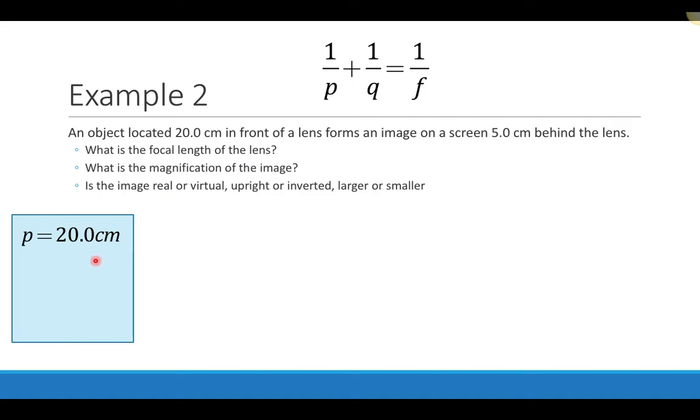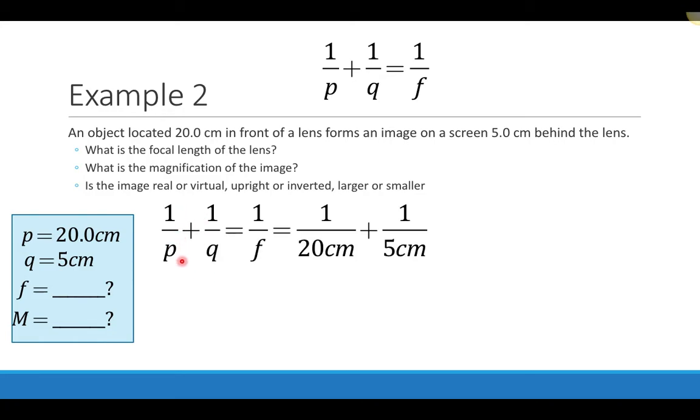So our object is located 20 centimeters from the lens. An image is formed on the screen 5 centimeters from the lens, and we want to determine the focal length of the lens, and also the magnification. We know that 1 over the object distance plus 1 over the image distance is 1 over the focal length. So 1 over our object distance of 20 plus 1 over our image distance of 5 has to equal 1 over the focal length.